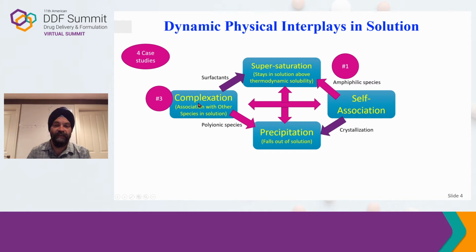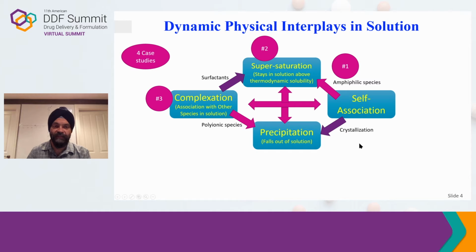Now, essentially having surfactants or polyionic species as excipients makes a difference. Amphiphilic species will lead from self-association to supersaturation, and that's what happens with lots of our drugs. And crystallization can also happen when self-association is the behavior in solution for given drugs.